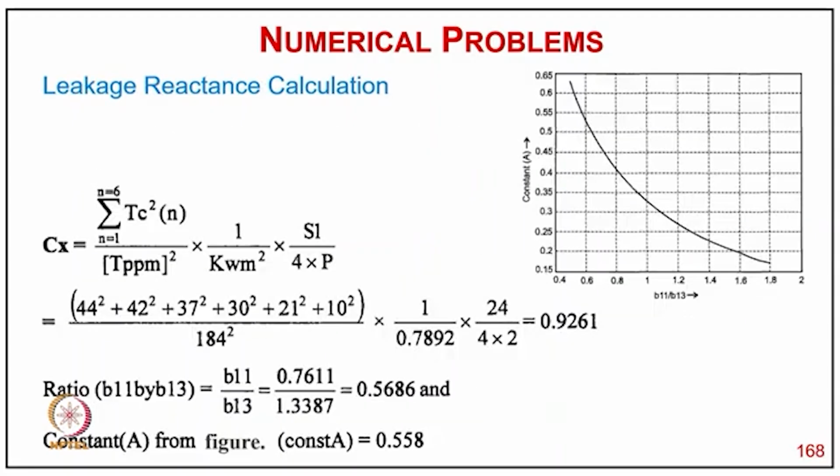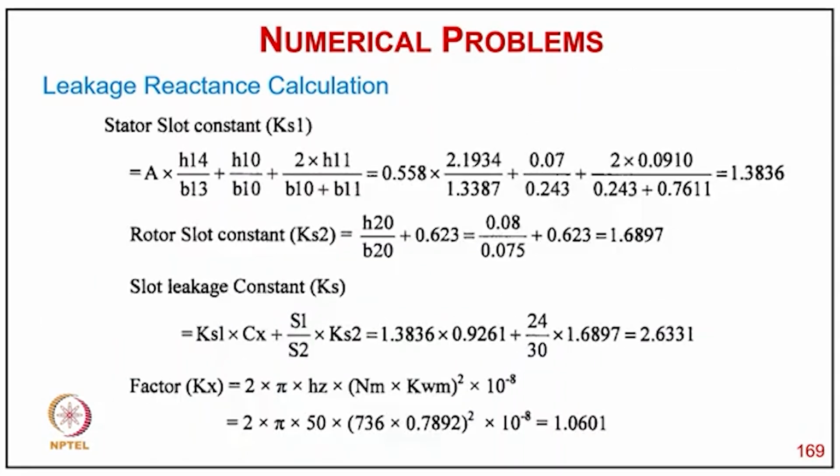Now for the leakage reactance calculation, this is CX, as a distribution factor, and it comes to 0.99261. Typically the ratio V1 comes to 0.56686, and the constant from the figure for this ratio comes to 0.558.